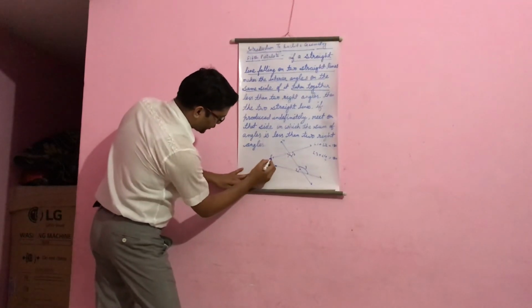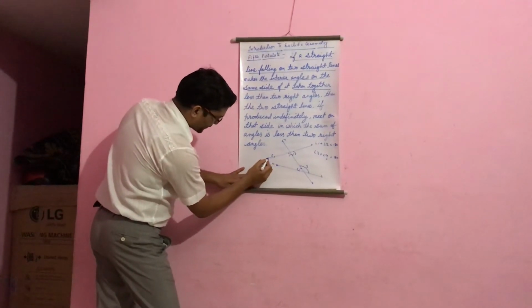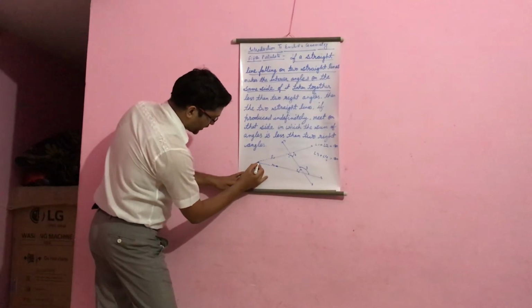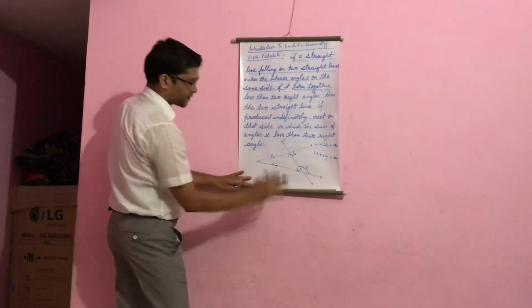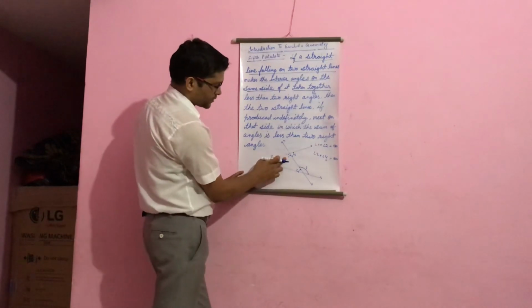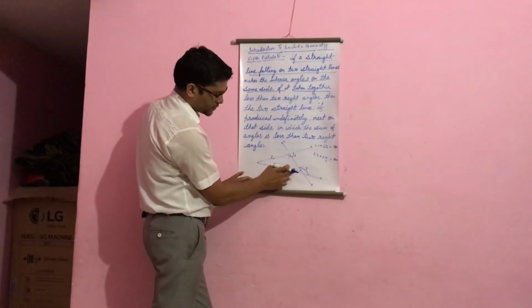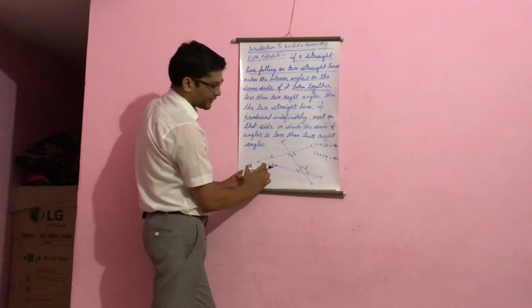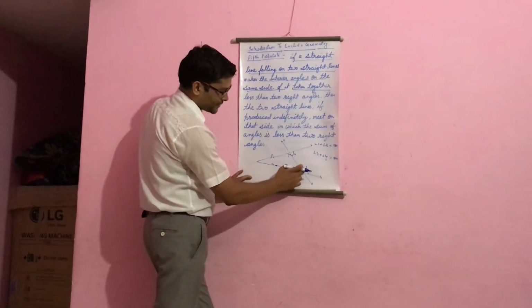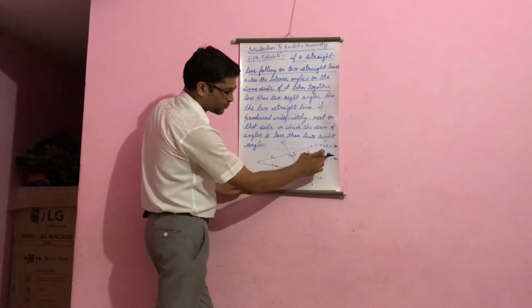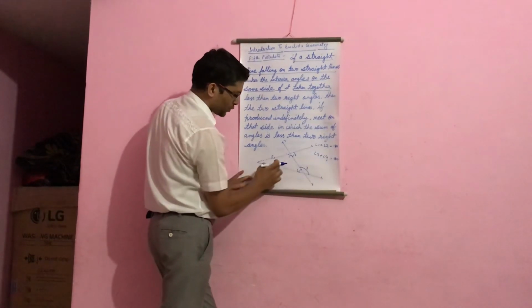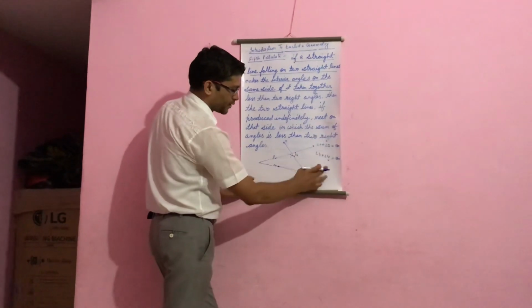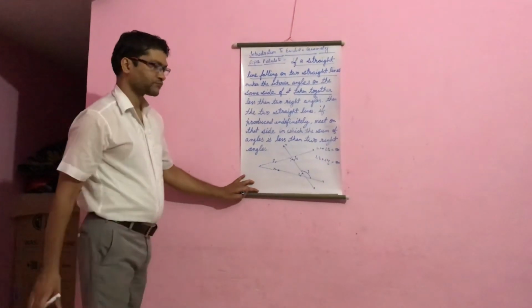So if we produce them indefinitely, these two lines will meet on the left hand side of this transversal, because the sum of the interior angles 1 and 2 is less than 180 degree on the left hand side, whereas on the right hand side the sum of interior angles is more than 180 degree. So these two lines will never meet if produced indefinitely on the right hand side.